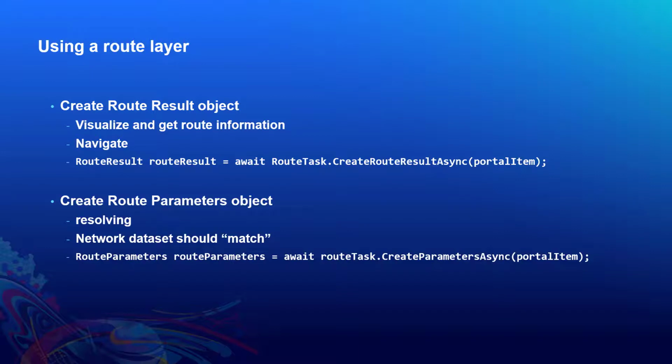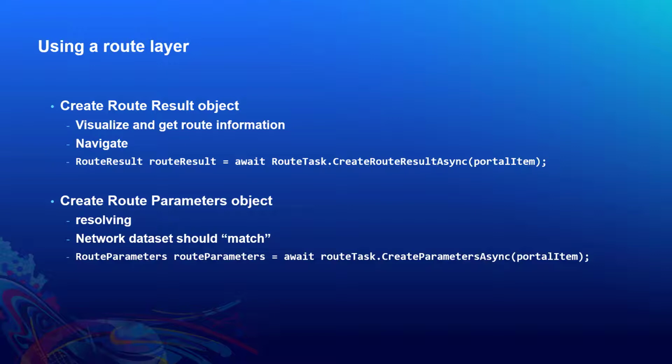Using a route layer. As previously mentioned, a route layer has both a solved route and analysis settings. In Runtime, we can extract out the solved route to create a route result. This is done via the create route result async static method. The route result at this point is independent of the transportation network, so it can be visualized or navigated upon without access to a network data set.